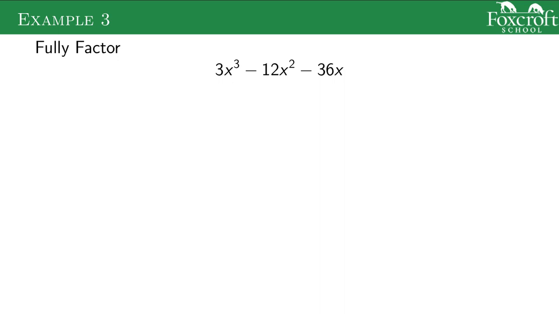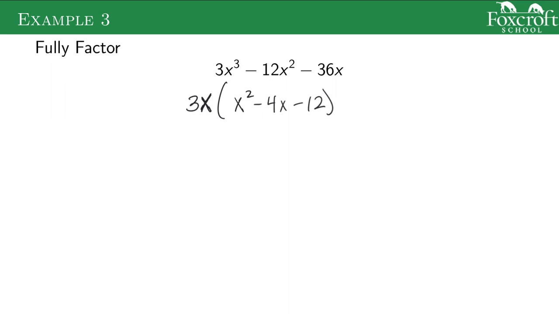Example 3, again, first thing I should always do is find the greatest common factor. I see right away all these terms have an x in them, so I can pull an x out. And then 3, 12, and 36 are all divisible by 3, so I can pull a 3x out. That's going to leave behind a 1x squared, a minus 4x, and a minus 12.